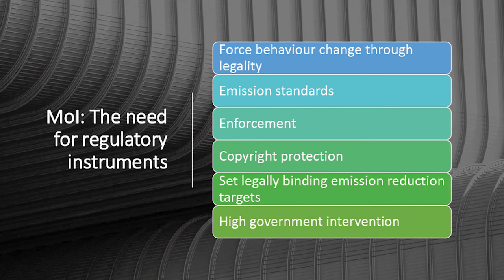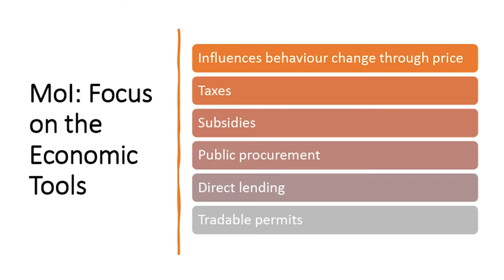Now, there's a need for regulatory instruments or regimes which force behavioral change through legality, which put in place emission reduction standards, which also put in place mechanisms for enforcement, copyright protection, set legally binding emissions reduction targets, and of course, have high level government intervention. There's also a need to focus on economic tools that influence behavior change through pricing, taxes, subsidies, public procurement, direct lending, tradable payments. Now, I want to stop a bit on public procurement.